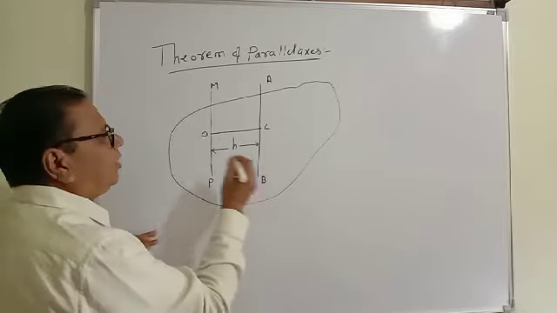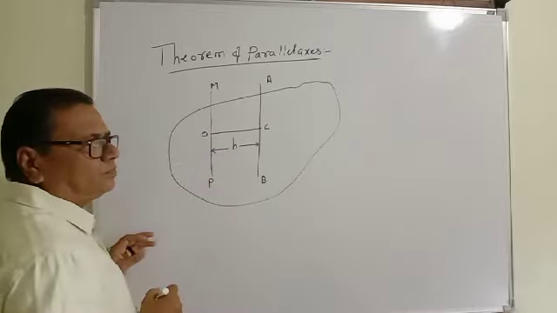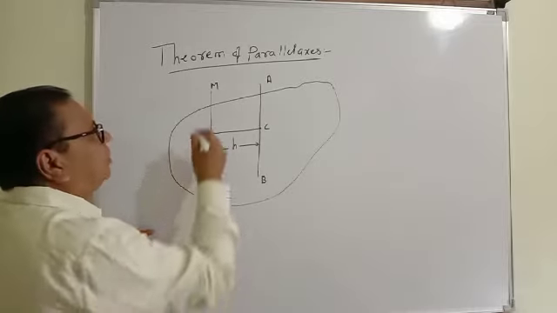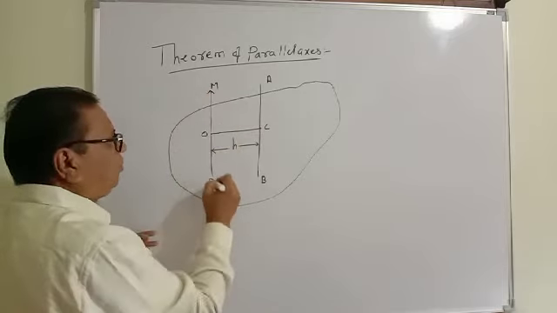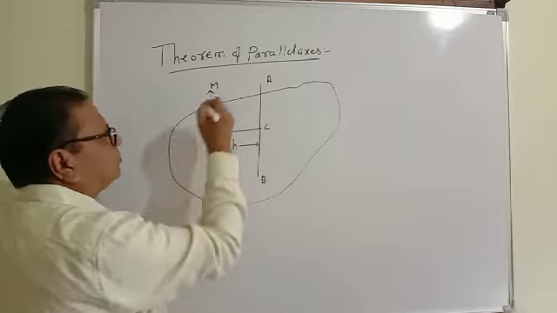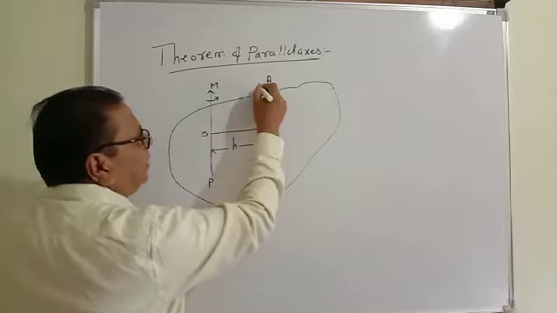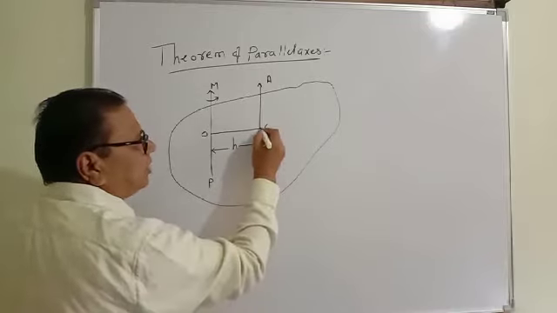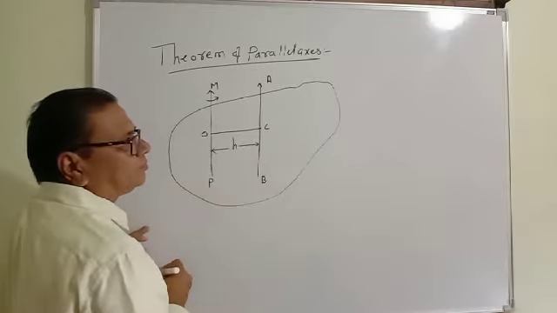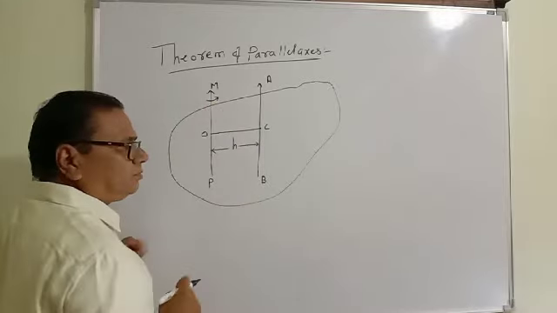So let us consider a rigid body. It is rotating about an axis passing through point O, axis M, O, P. Consider another axis A, C, B passing through the center of mass of the rigid body, parallel to axis M, O, P.